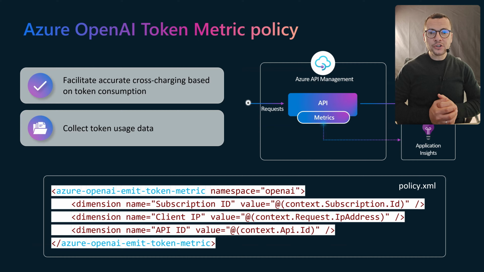In this video demonstration, you will learn how to collect logs and metrics from Azure API Management that are related to the LLM models like OpenAI. For that, we'll be using a specific policy within API Management that is called the Azure OpenAI Emit Token Metric. Let's see how this works.